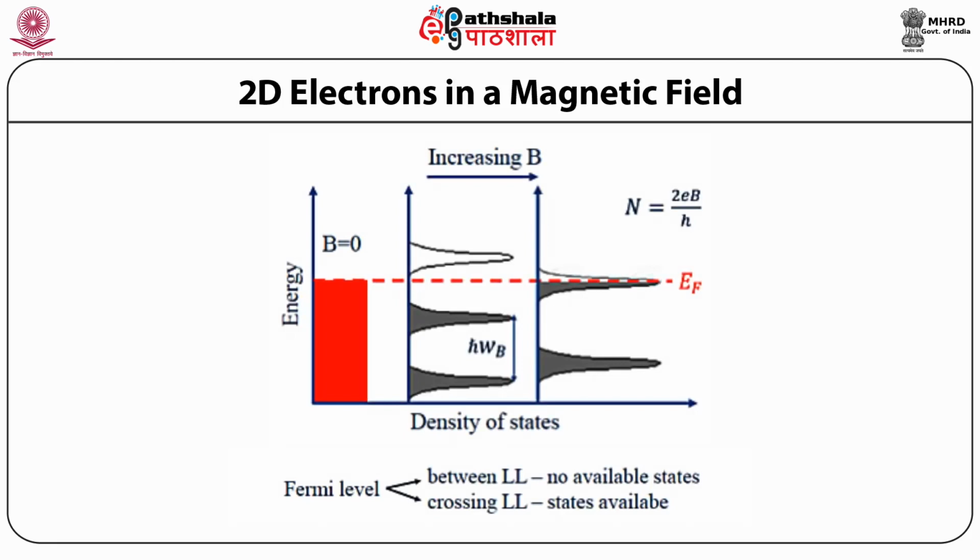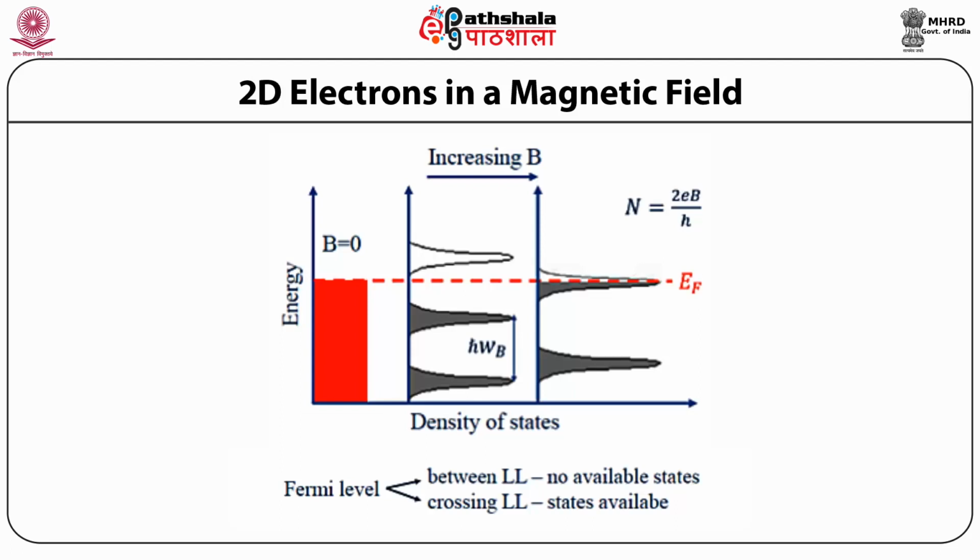So, the figure shown on this slide nicely demonstrates what I have just said. As you can see, energy is plotted as a function of density of states. On the extreme left you have the case when B is equal to 0, and up to the Fermi level everything is filled, occupied by the electrons. In the presence of the magnetic field, on the right-hand side you see two plots. In the middle you have a certain value of the magnetic field, and you can see that there are two broadened energy levels below the Fermi level and one above.